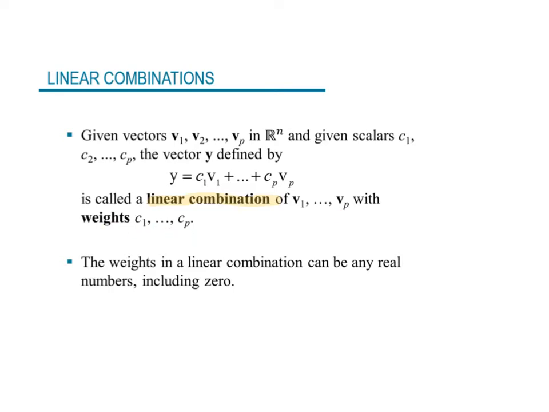What I'm basically saying here is that I can form a vector y using given vectors and given scalars. It's a linear combination of those vectors and scalars. Then the bottom bullet point here: the weights in a linear combination can be any real numbers, including 0. I might not need v2 to form the vector y. I might not need v4 to form the vector y. So those might have a coefficient of 0 in front of them.